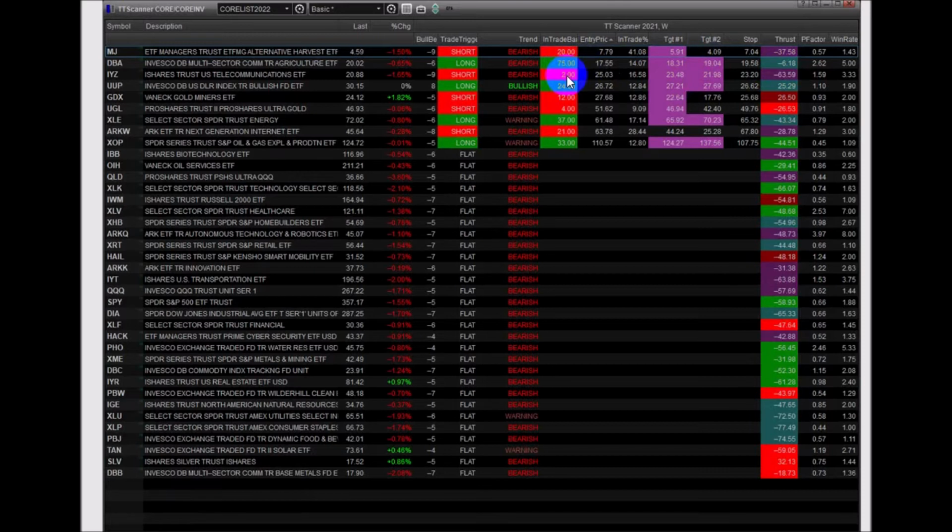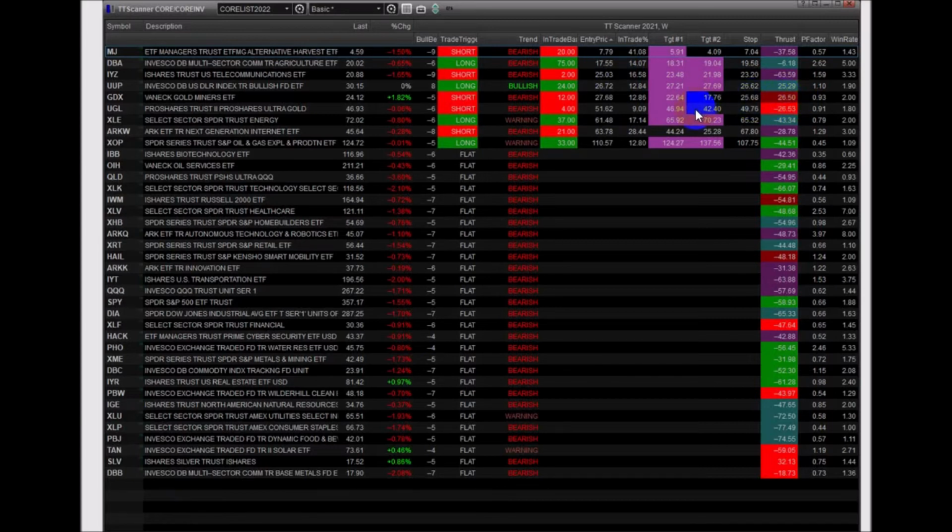IYZ, 2 weeks into the trade, 16.58% profit. Hit both profit targets already, thrusting downward. It is a short trade. UUP is a long trade, 24 weeks, already hit both profit targets, 12.84% profit in the trade, and still thrusting moderately upward. Next is GDX. I think we covered this on the other side, 12.86% profit, 12 weeks in the trade, thrusting upward slightly. Red, it's still a red color, but it's thrusting upward.